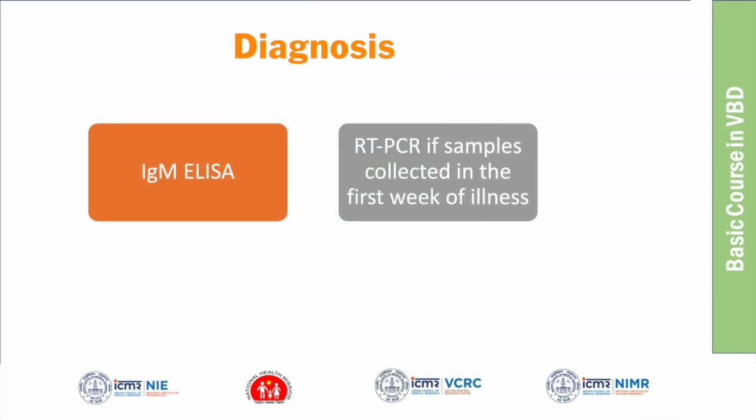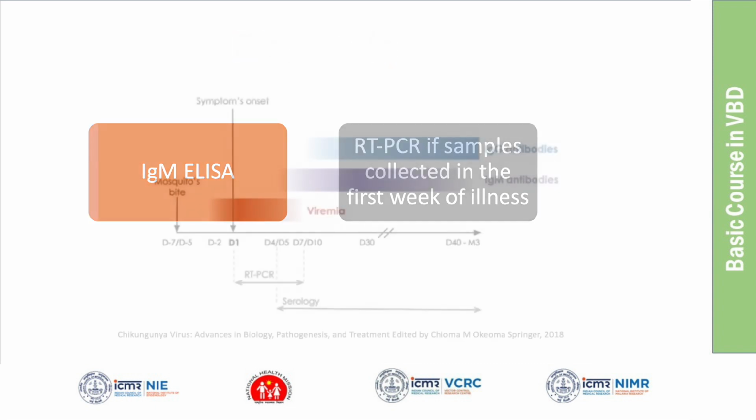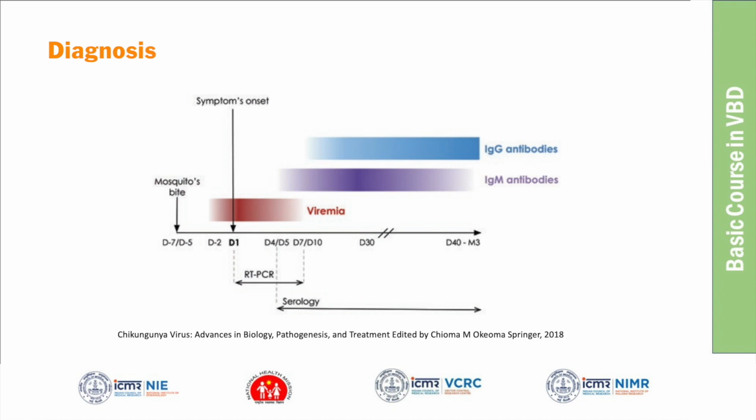Diagnosis of chikungunya we can do by IgM ELISA, or if you want to test for the virus, then you can do RT-PCR. The RT-PCR sample will be positive only in the first week of illness. Within 7 days you have to collect the blood sample for RT-PCR. Like in this picture, you can see that when the mosquito bites, the person gets symptom onset, called D1, day 1 of symptom onset. If you are doing RT-PCR, you should do it within 7 days. But if you are doing serology, IgM will be positive only after 5 days.